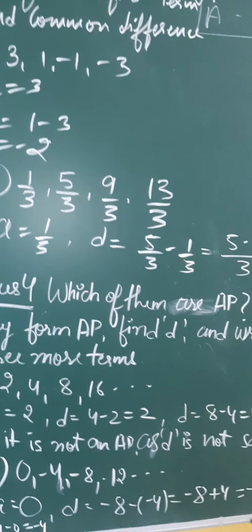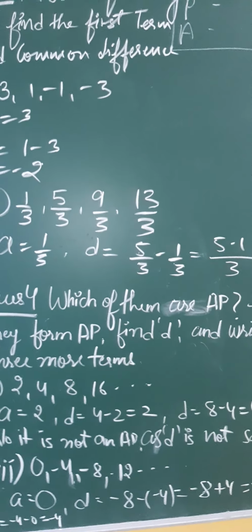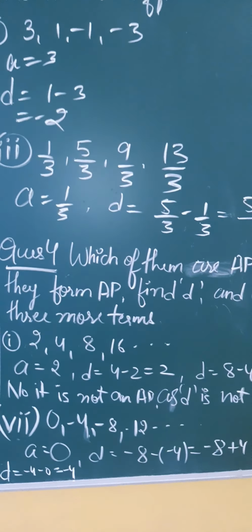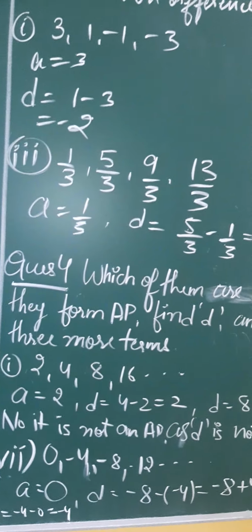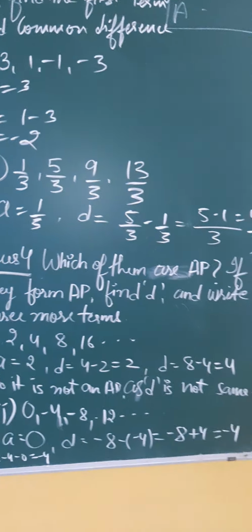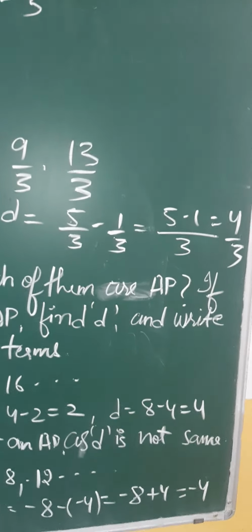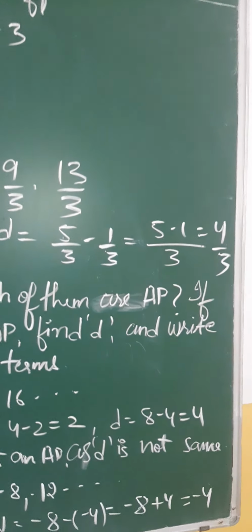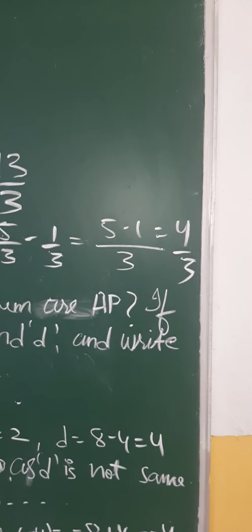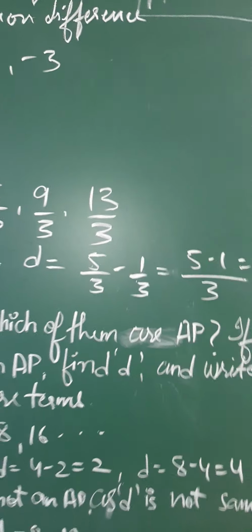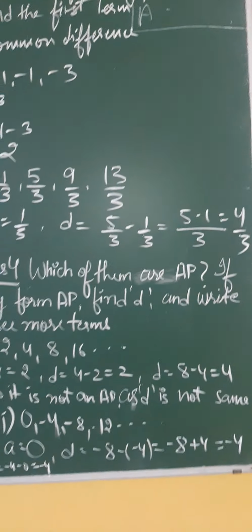Third part I have done for you. 1 upon 3, 5 upon 3, 9 upon 3, 13 upon 3 is the question. A is 1 upon 3. As I have told you, the very first term of the AP of any series is A. Now calculate D. 5 upon 3 minus 1 upon 3, 3 is the LCM. 5 minus 1 is 4. That is 4 upon 3. Got it? A and D we have calculated for you.